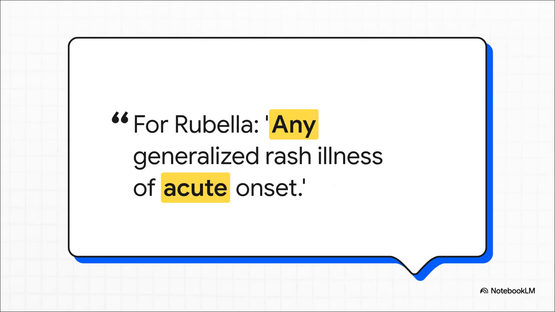So what does a sensitive definition actually look like? Well, for rubella surveillance, it's just any generalized rash illness of acute onset. That's it. I mean, that's going to catch a ton of other things, right? Chickenpox, measles, but that's the whole point. You're casting this huge net because you cannot afford to miss a single potential case.